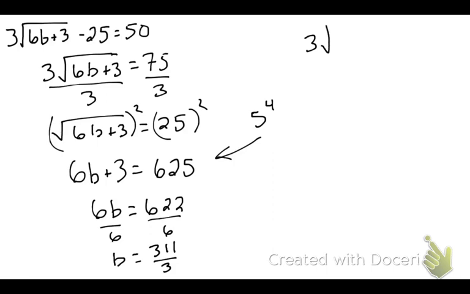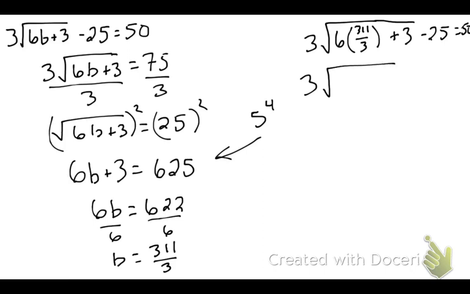3 times the square root of 6 times 311 over 3. What a gross number. Plus 3 minus 25 should equal 50. Okay. Well, 6 over 3 is 2, so this is 622 plus 3 minus 25 equals 50.